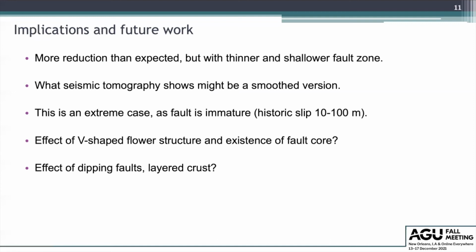Of course, this is an extreme case where we know the fault is quite immature, but imagine that similar cases happen next to a major fault zone that has a wider damage zone and larger signals. In other words, if it works for such cases, it likely works better for larger faults. And we haven't explored the effect from a different shaped structure that will likely provide a different control on the Lamé parameters. And what if we implement a fault core that has larger reduction? Other effects like dipping faults or layered crust will also be experimented.